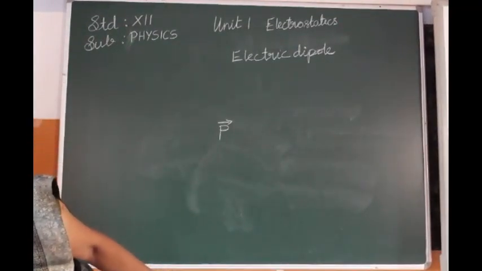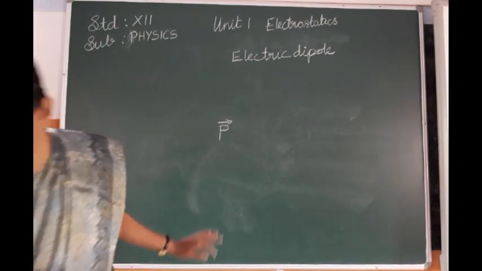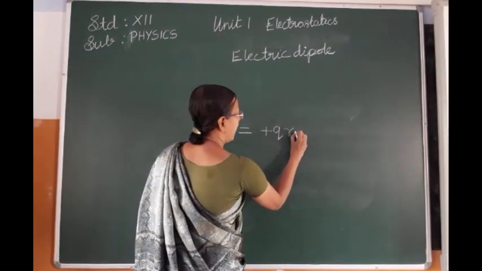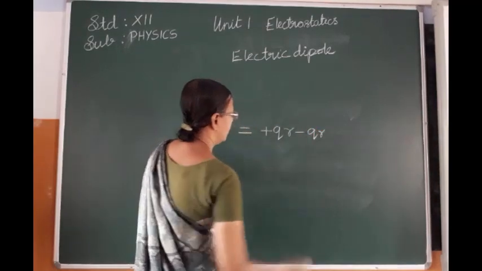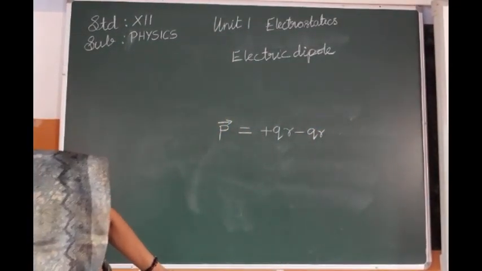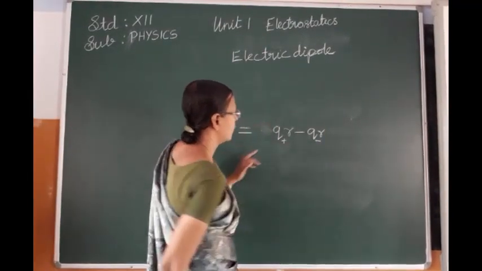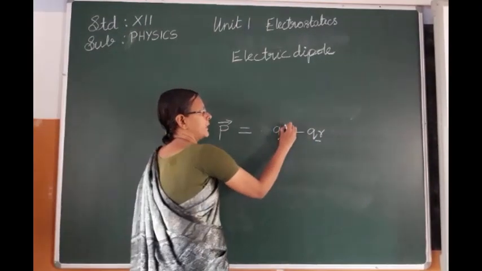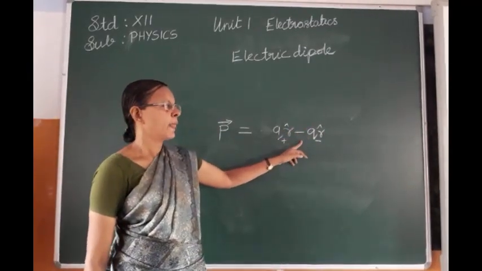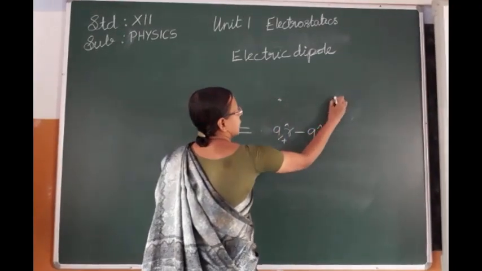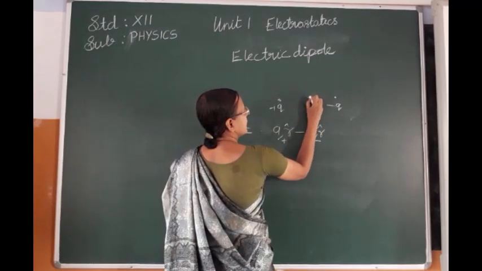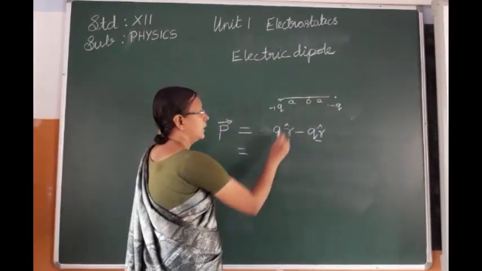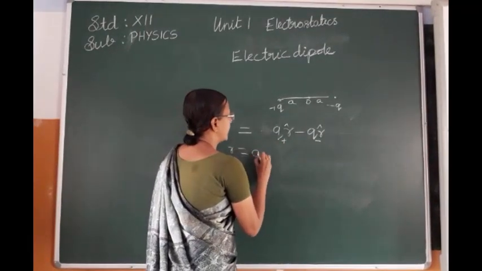Once more, about this electric dipole moment: the P vector is equal to plus q r minus q r. Okay, this is the formula for that. Here q plus, q minus. The r is the r vector, called the r vector. So q r, and this r cap is the unit vector. Here the distance is a. This one is on the positive x-axis, and this is the center, the midpoint O. So this r we can write as a i.